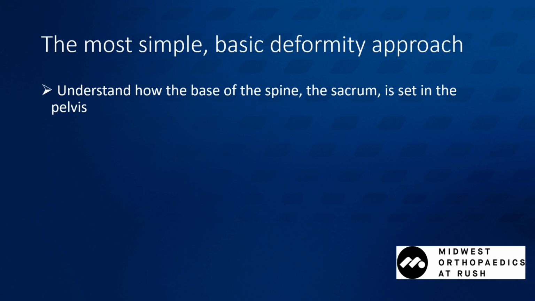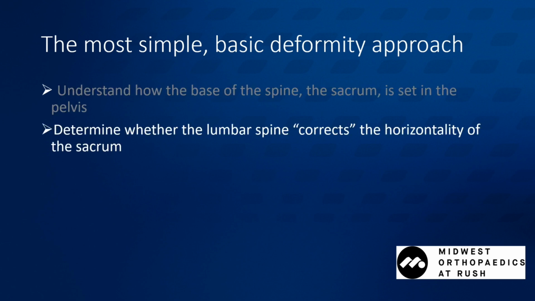So what we tell our fellows and our residents is, the first thing we're going to start with is try to understand how the sacrum is set in the pelvis. That is pelvic incidence. Try to understand how the lumbar spine comes back and corrects the horizontality of that sacrum. That is lumbar lordosis, and that is the essence of PI-LL mismatch.